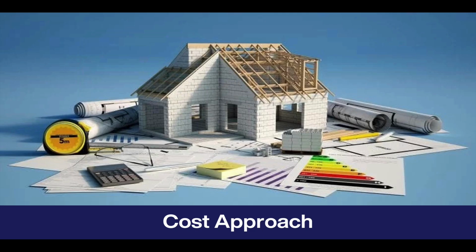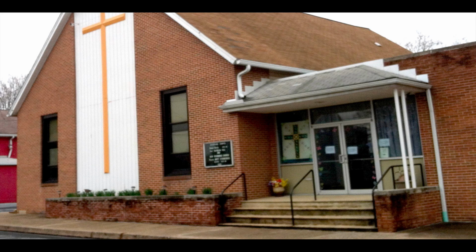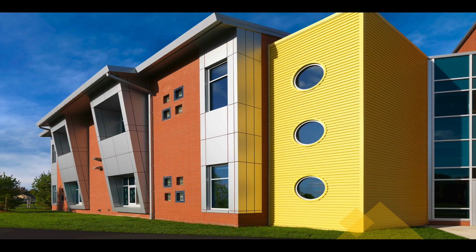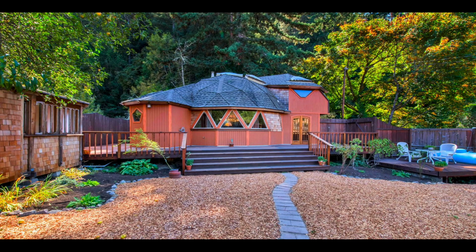The second valuation method is the cost approach. Sometimes an appraiser will pull properties for the sales comparison approach, and they, well, stink. There are all types of unique properties that will likely yield insufficient comps, like churches, schools, even old firehouses, or my personal favorite, the dome home.